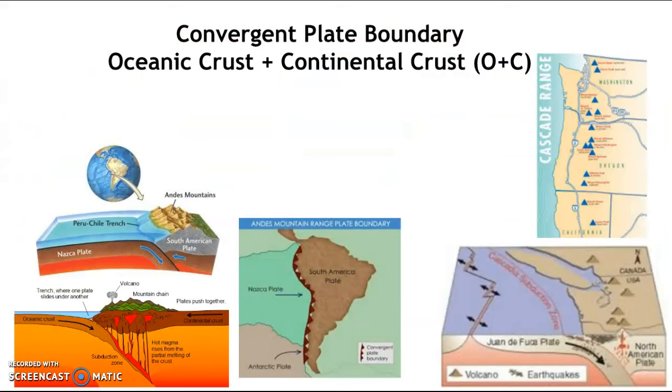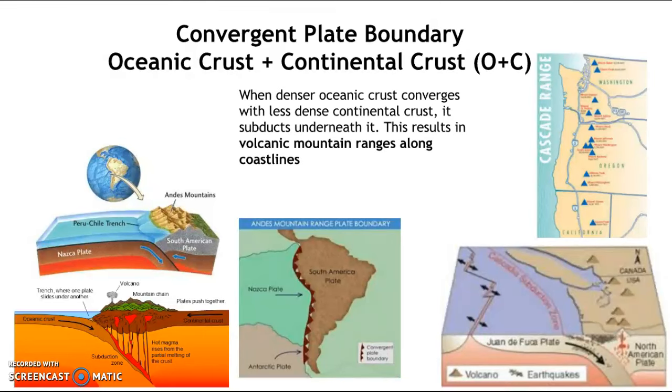All right, the next scenario is when oceanic crust and continental crust come together. And when this happens, oceanic crust is much denser than continental crust, so the oceanic crust is going to be the crust that subducts every time. So when this happens, we're going to get volcanic mountain ranges that occur along coastlines. They're not going to be out in the middle of the ocean like with the island arcs. They're going to be right on the coastline of a continent.